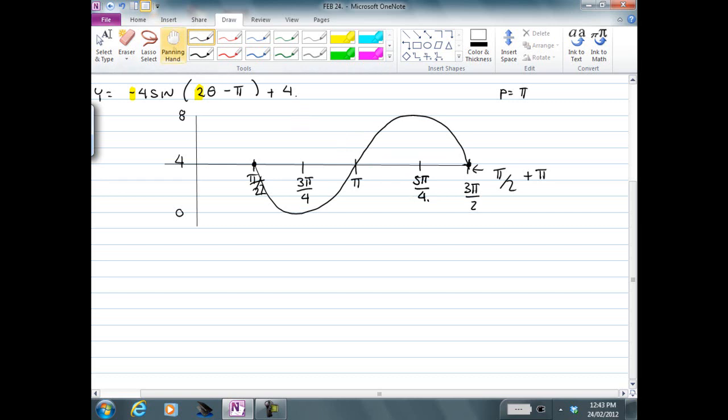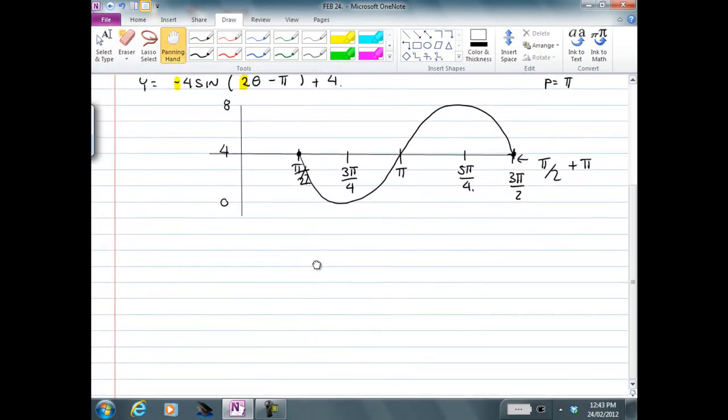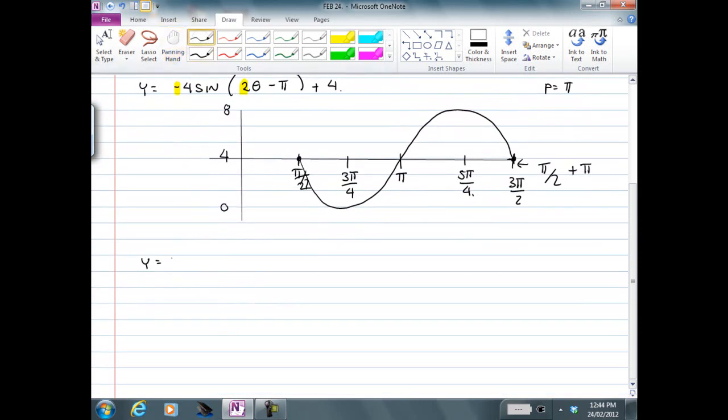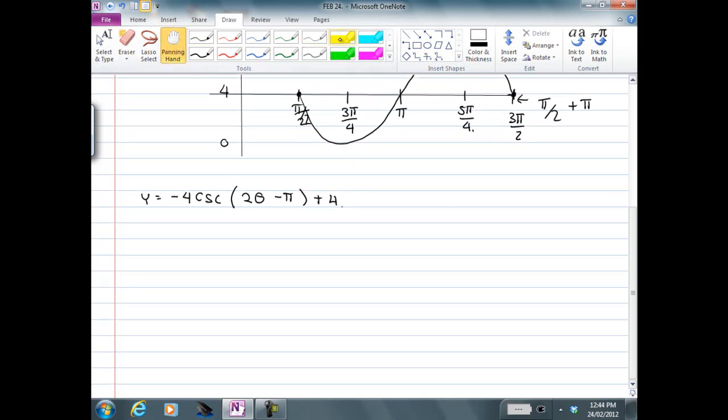Now, I'm going to give you this graph. I'm going to show you how to work with this. Your graph is y equals negative 4 cosecant(2 theta minus pi) plus 4. The question now is, I have a new shape. This new shape is cosecant. In a second I'm going to write a few things down. This is where students have trouble.